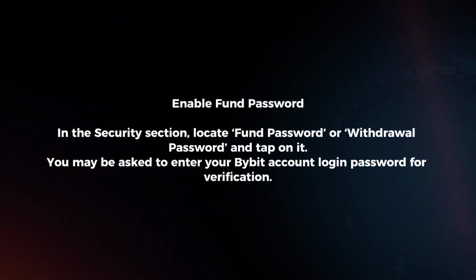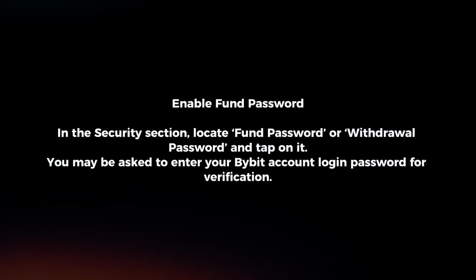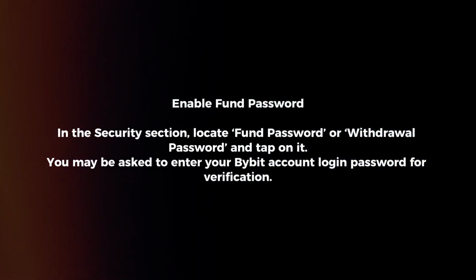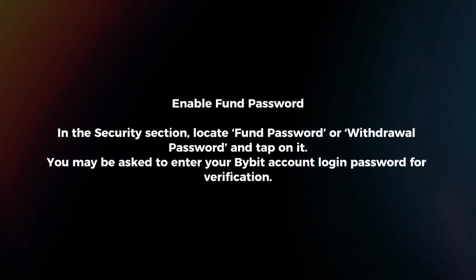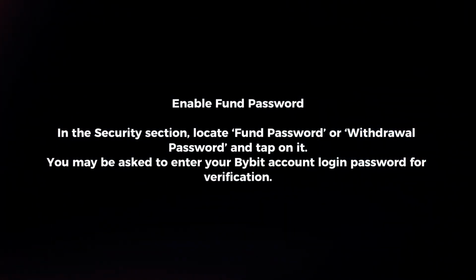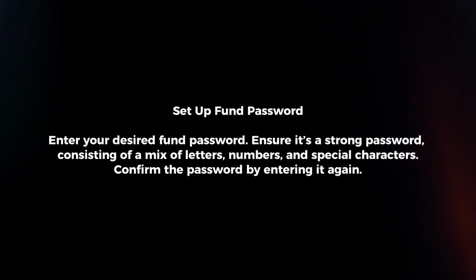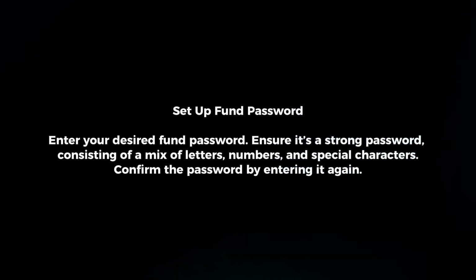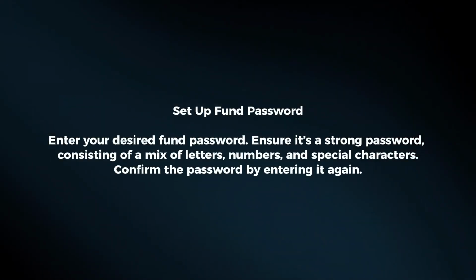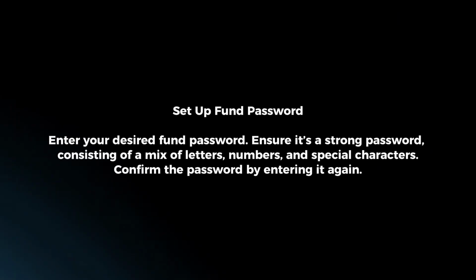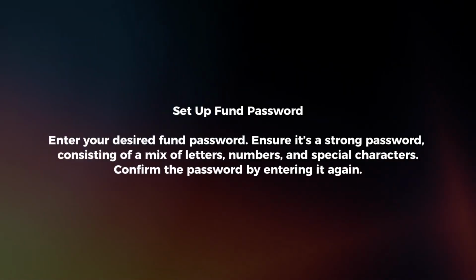Enable Fund Password. In the Security section, locate Fund Password or Withdrawal Password and tap on it. You may be asked to enter your Bybit account login password for verification. Set up Fund Password. Enter your desired fund password. Ensure it's a strong password consisting of a mix of letters, numbers, and special characters. Confirm the password by entering it again.